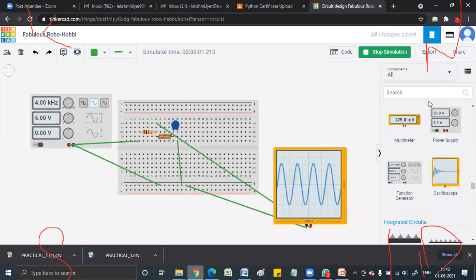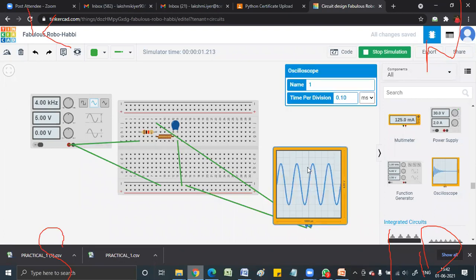So if I take 4000, you can see the waveform properly, right? For 4000 I've taken this as 0.1 millisecond. Okay, can you tell me what is the BPP? Now you all tell me, what is the BPP?